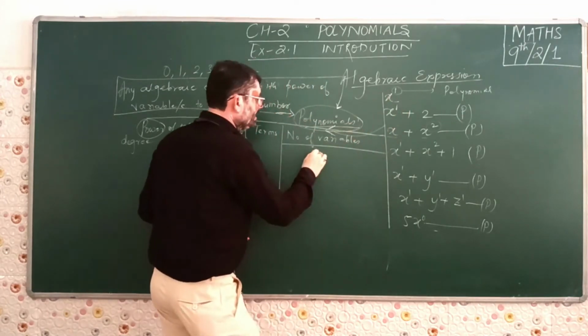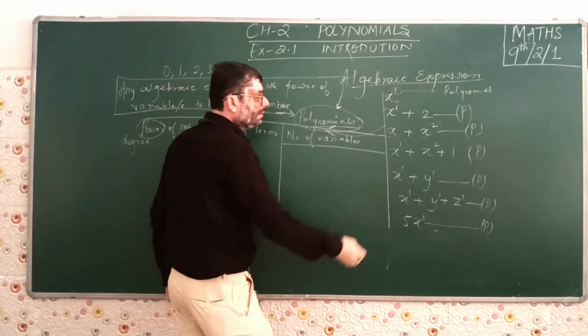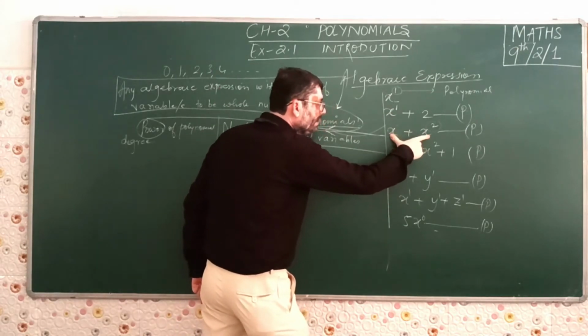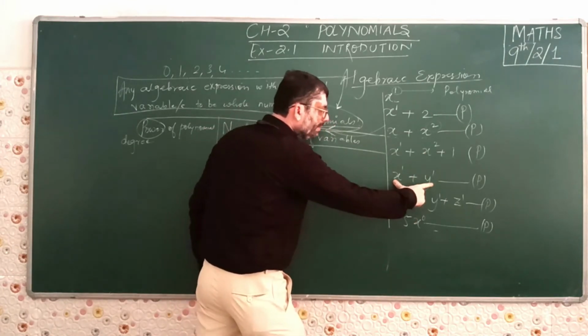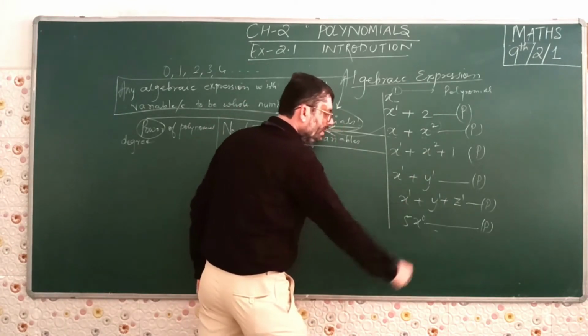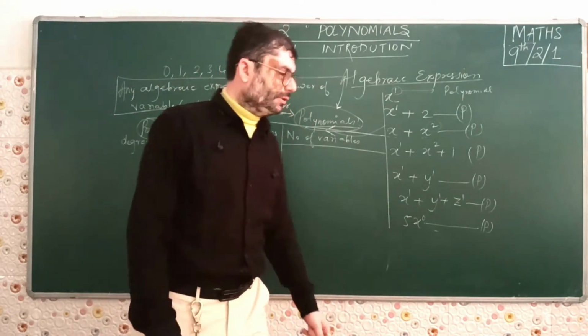Here number of variable is 1. Here number of variable is 1. Here number of variable is 1 because both the variables are same. Here also number of variables are 1. Number of variables 2. Number of variables 3. And number of variables 1. That's what we call it as a constant value.